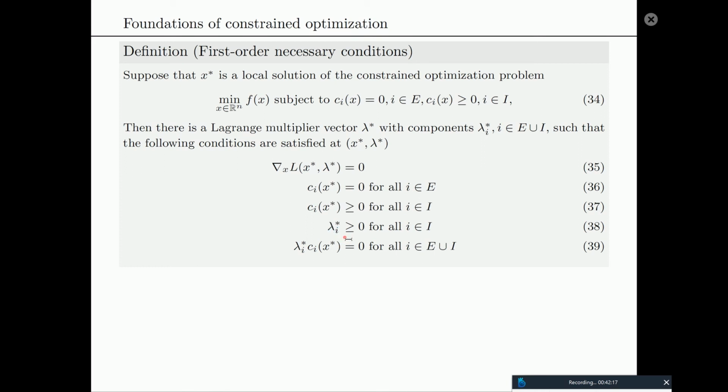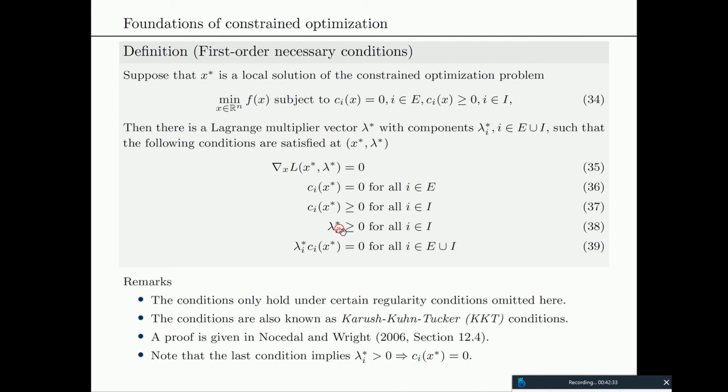More interesting then is that the Lagrange multipliers are zero or positive, and that if the lambda star i is actually non-zero, so it's larger than zero, then the equality or inequality constraint is satisfied as being zero. So if there's a Lagrange multiplier that is larger than zero, then the corresponding inequality or equality constraint is taken on, or active. That's how it's always called. So at this location, it's actually zero.